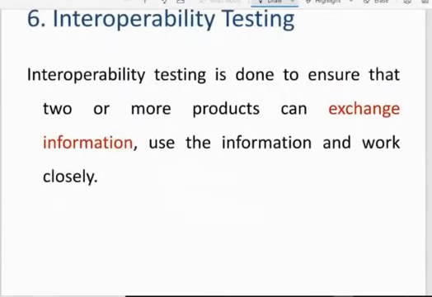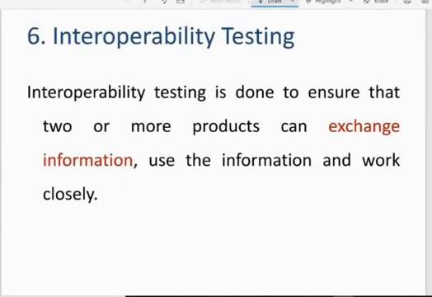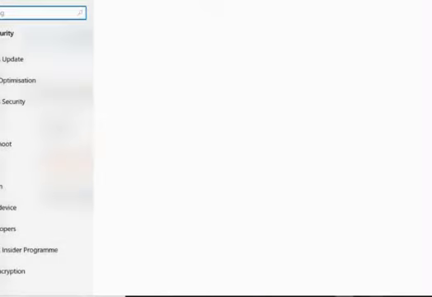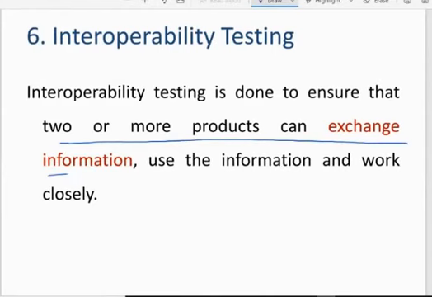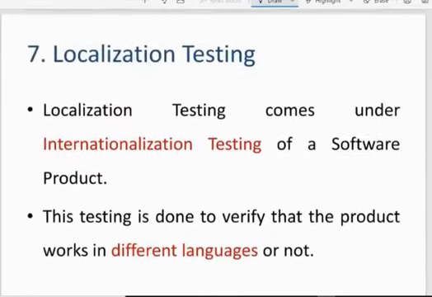Then we have this interoperability testing. In interoperability, the idea is to ensure that two or more products can exchange the information, use the information, and work closely. So this is something which is your interoperability testing.